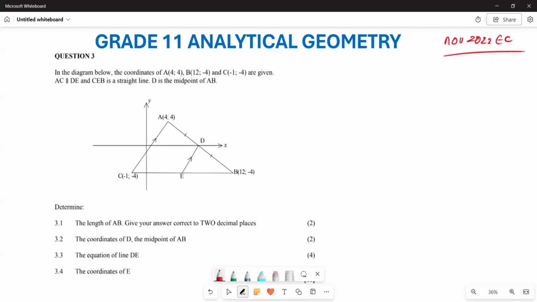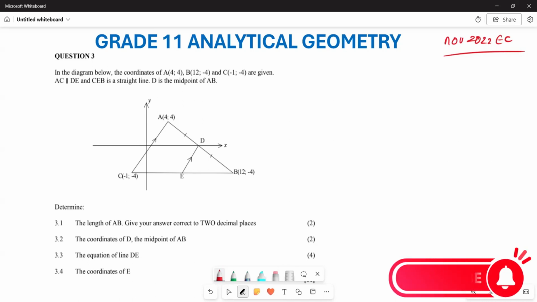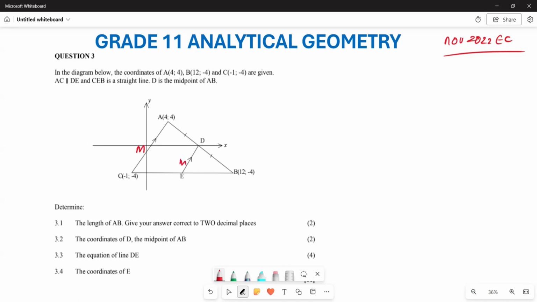Now, the first one, they say in the diagram below, you are having the coordinates of A, B, and also C with their coordinates given respectively. Now, they are saying AC is parallel to DE, CE is a straight line, and D is a midpoint of AB. Now, already one thing that I know from parallel is that the gradient of my line AC is going to be the same as the gradient of DE. That's what I take from parallel sides, right?